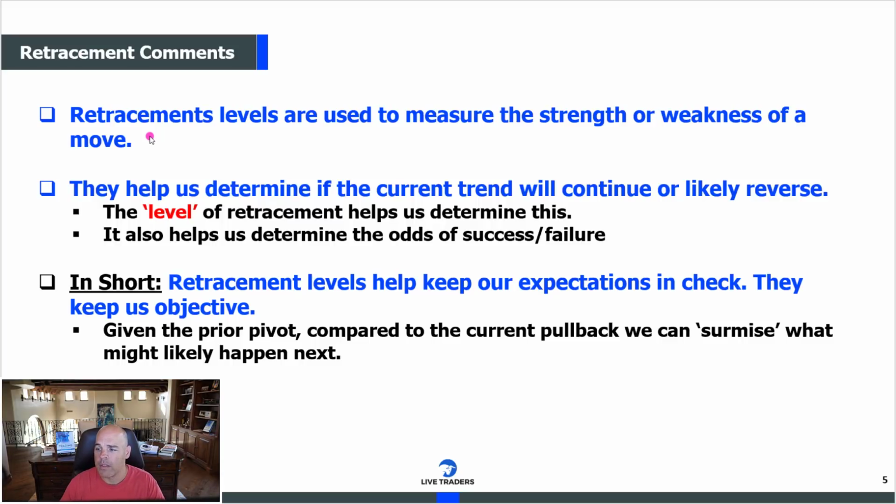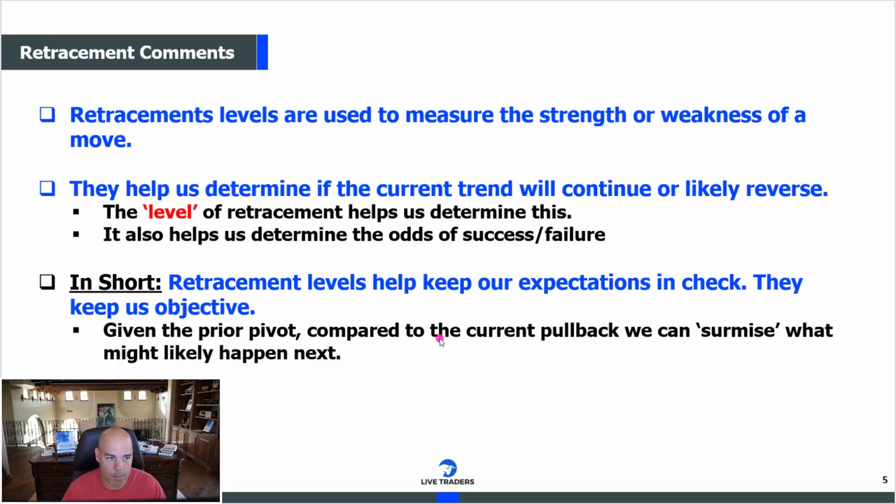Okay? So they also help us determine if the current trend will continue or likely reverse, hence strength and weakness. So the level of retracement helps us determine that. It also helps us determine the odds of success, right? How high or low it is that it's going to bounce. And if it bounces, how much will it bounce? Because of where it's currently at. Okay, so in short, retracement levels help keep our expectations in check. They help keep us objective.